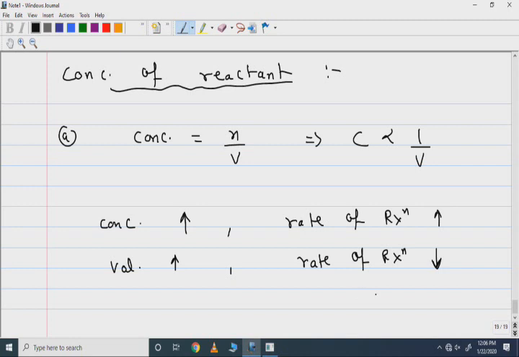Are you clear with this one? Because volume varies inversely with the concentration.